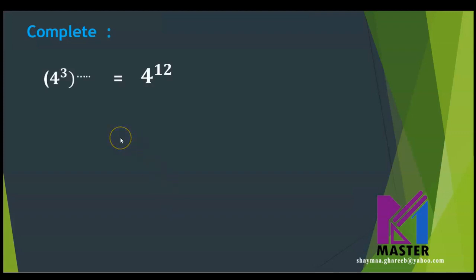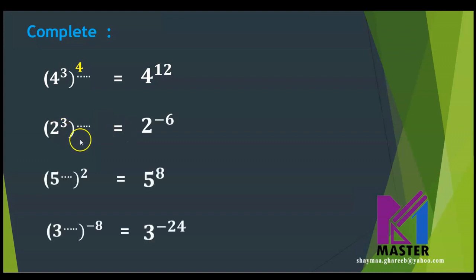Now, look at this example. In this example, one of the powers is missing. 4 to the power of 3, power what, gives 4 to the power of 12. So I need to think what number, when I multiply it by the 3, gives me 12. 3 times 4 gives 12. Then the missing power here is power 4.